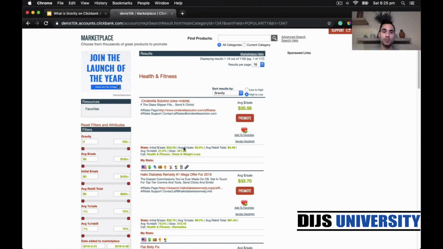The average percent per sale is 83%. The second one is the average rebill total, which is $4.49, which is not that high. And the average percent per rebill is 21%, which is not that high as well. Here below you can have a look if the product has recurring billing, which it's gonna tell you with this icon. And this orange arrow is telling you that this product has downsells and upsells.